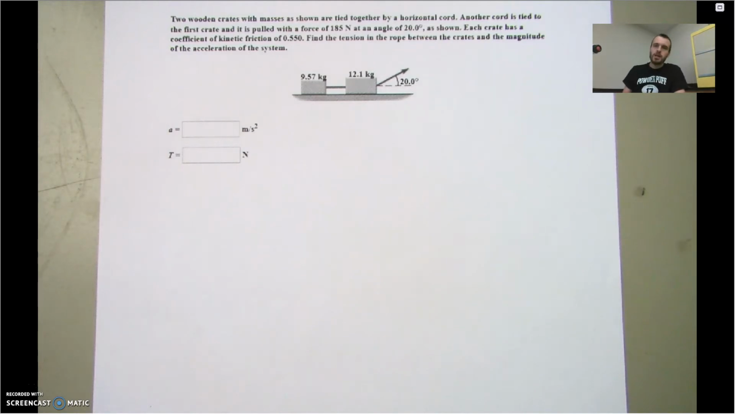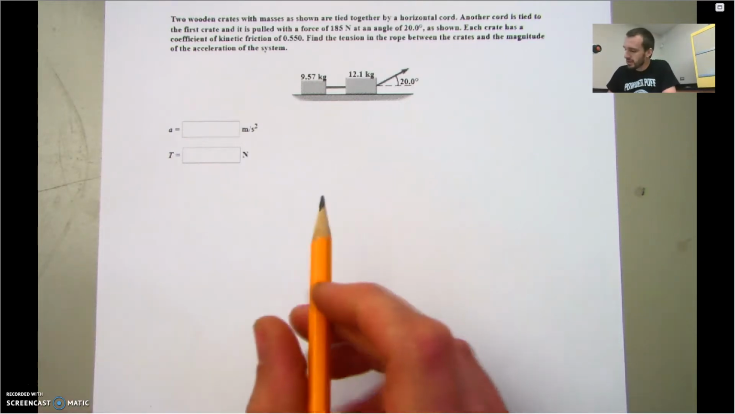Today's topic, dynamics. Dynamics is when we look at forces to describe how things move and why things move. And today we have quite a doozy for you. Now let's get started with step one, which is understand the question.